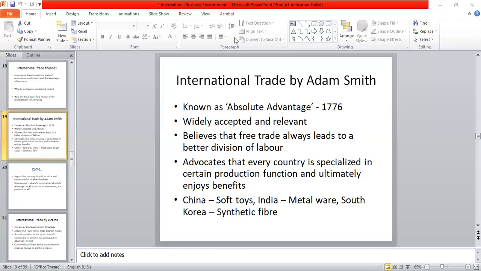So let me share with you the important point of this theory. This theory of Adam Smith is based on absolute advantage. And what is the meaning of absolute advantage?